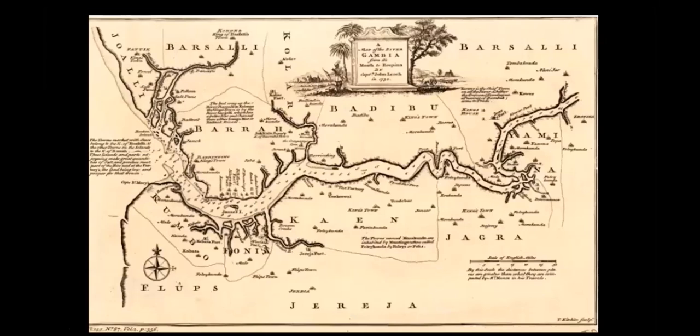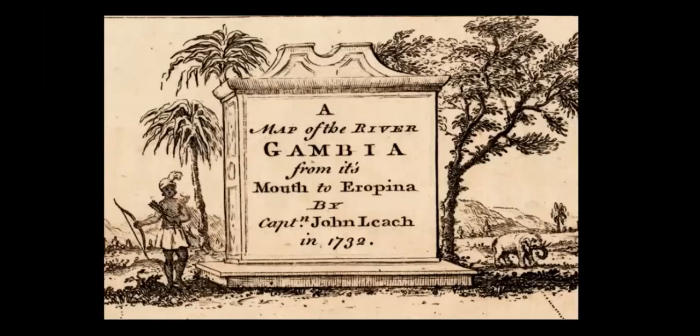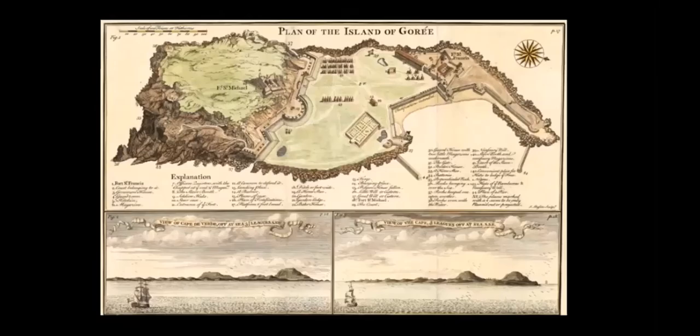Developed a map in 1732 of the Gambia River, which was quite detailed. We can take a look at it and demonstrate for you how it can be accessed online and studied by yourselves if you have an internet connection, a cell phone, an iPad, or a computer with an internet connection. Let's take a look at this particular map and also the map of the plan of the island of Gorée, an island right off the coast of Senegal.